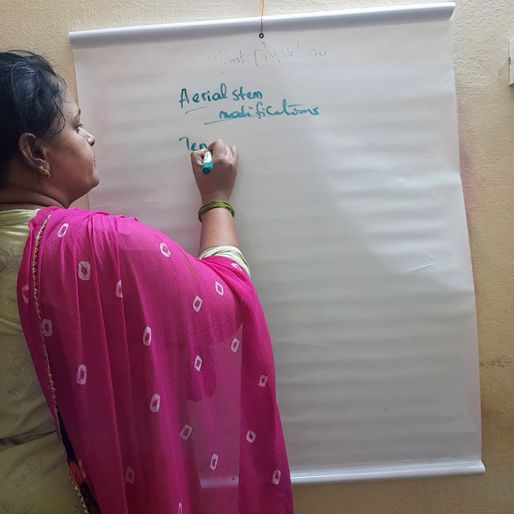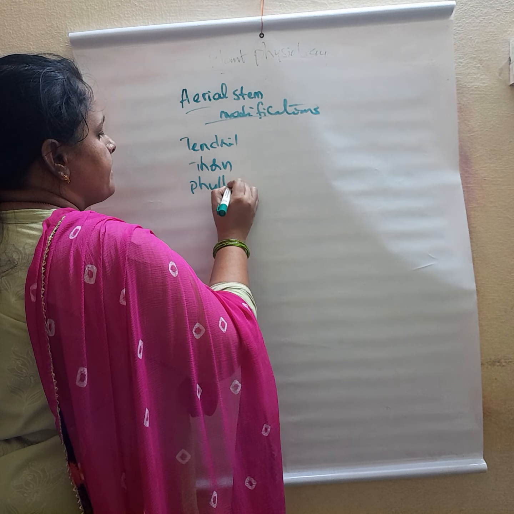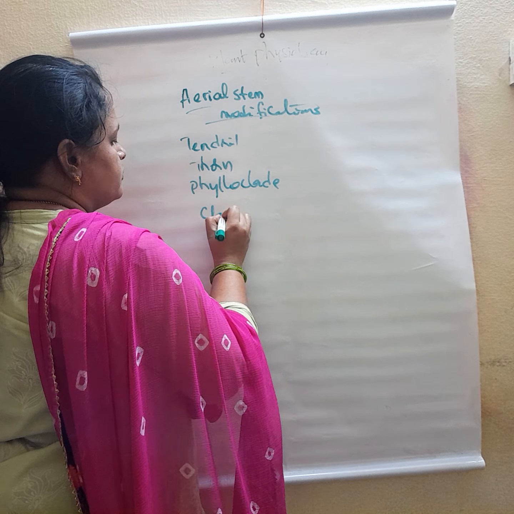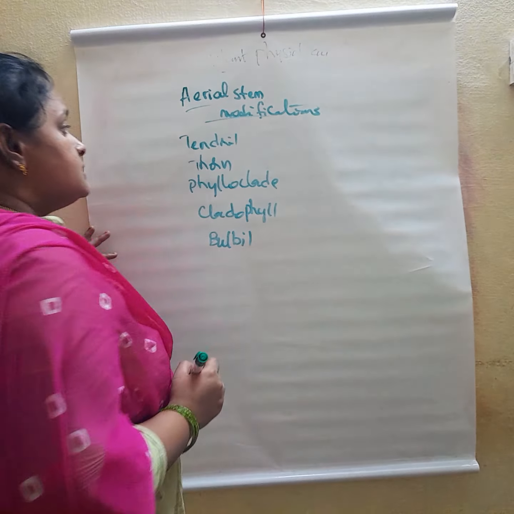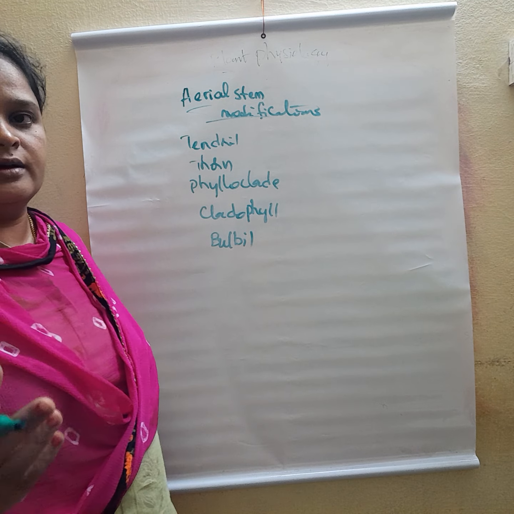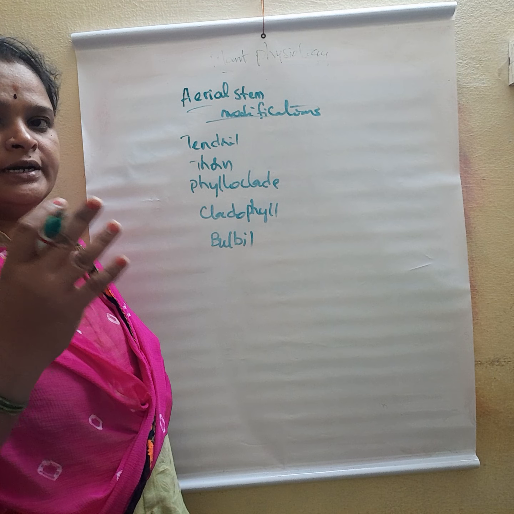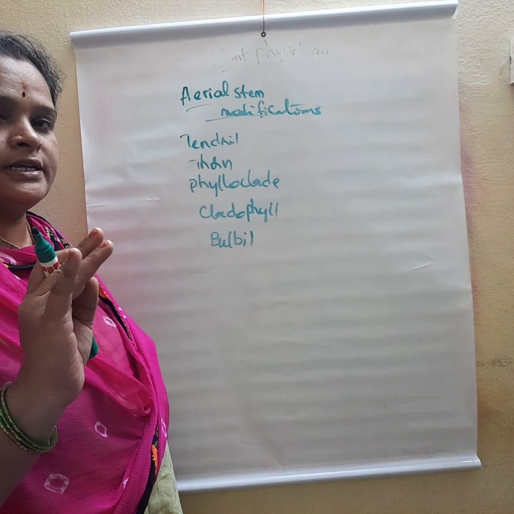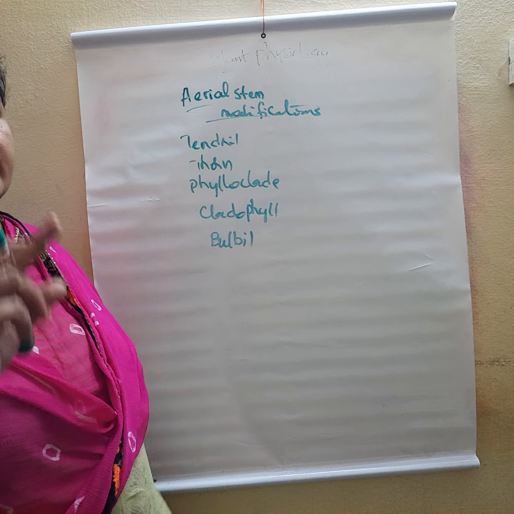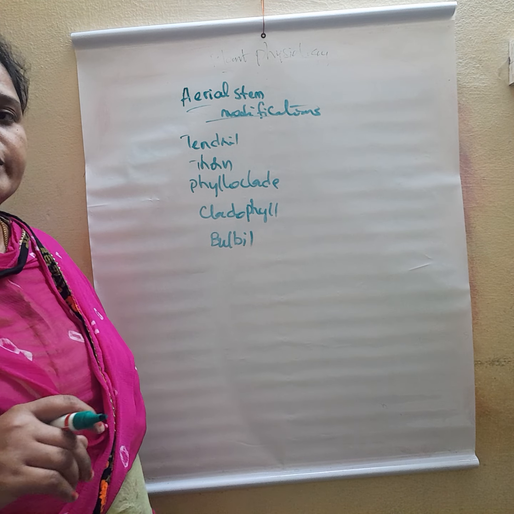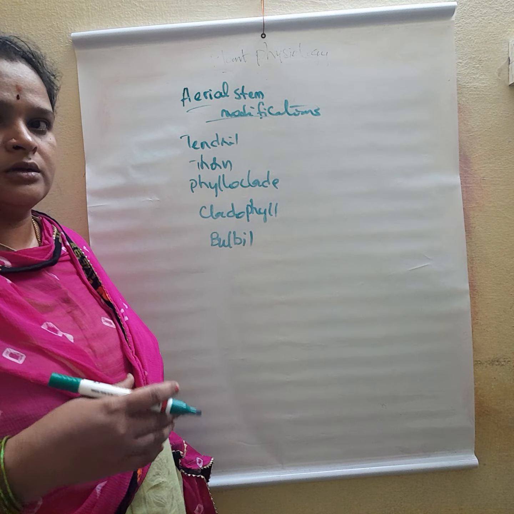That may be tendril, thorn, phylloclade, cladode, that means cladophyll, bulbil, right? So tendril means, as I already told you, the stem is having two buds, axillary bud and terminal bud, right? So this axillary bud and terminal bud may turn into a wiry coiled structure that is called a tendril. Wiry coiled structure.